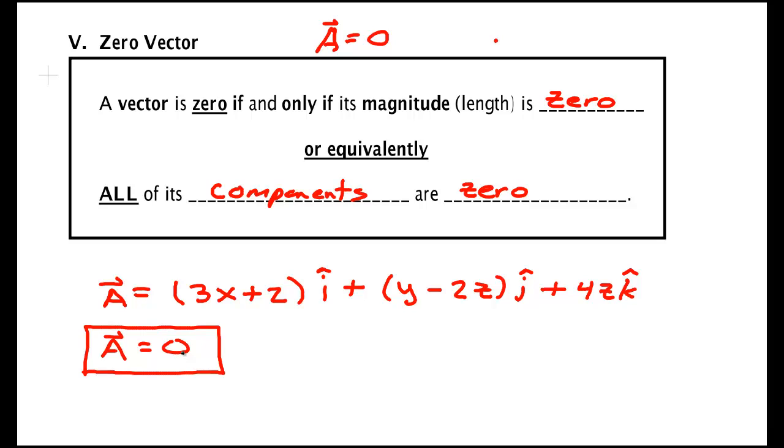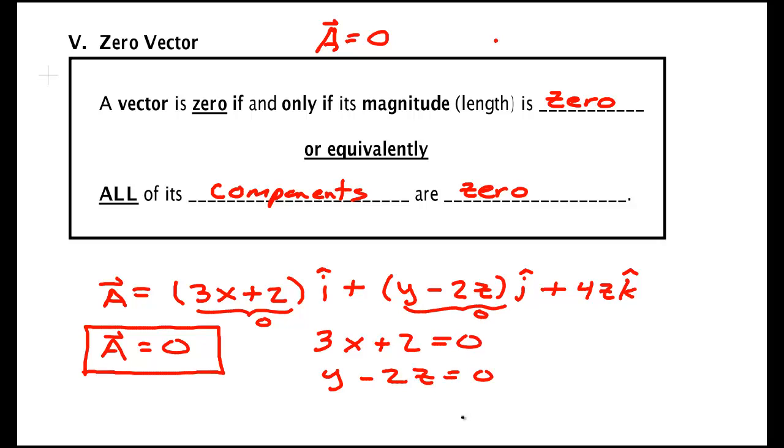Well, that's a scalar equation. In vector land, when you have this equation, you know that each of its components, which are scalars, are 0. So if you have a three-dimensional problem like this, you in fact have 3 equations, not one. One vector equation leads in this case to 3 scalar equations. For instance, it says 3x plus z has to equal 0 because this component must be 0. It says that y minus 2z is 0 because this component must be 0. And it says 4z is 0 because this component must be 0.